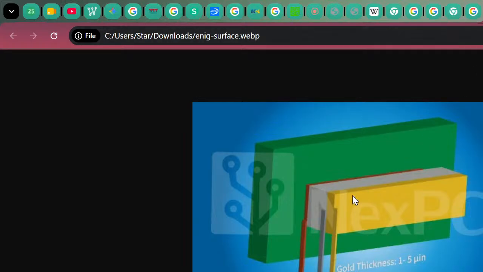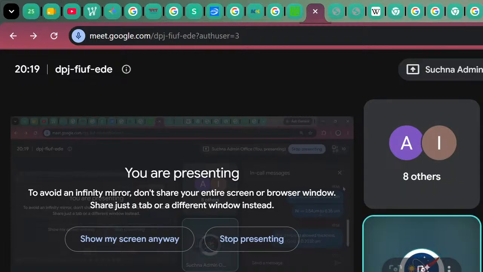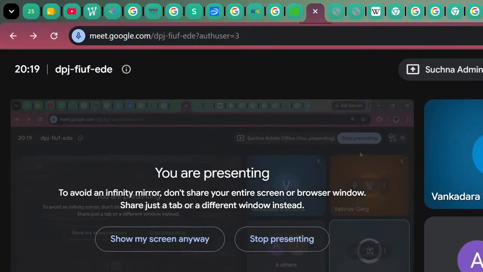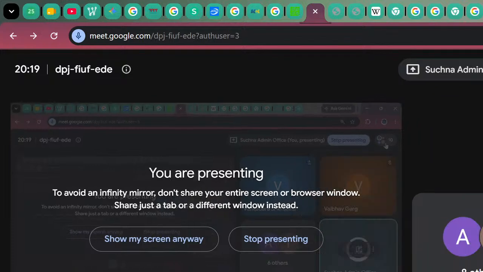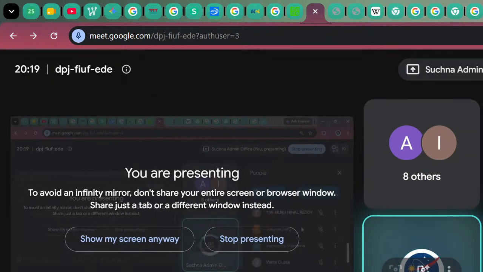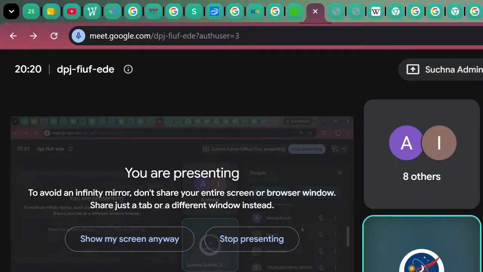Electroless nickel. What is the full form of ENIG? No one remembers that. It's very essential. Now I'll ask a question. What is the full form of ROSE? I'll ask randomly one person. Let me check how well you remember the full form of ROSE. Nihal Reddy, are you there? What is the full form of ROSE?